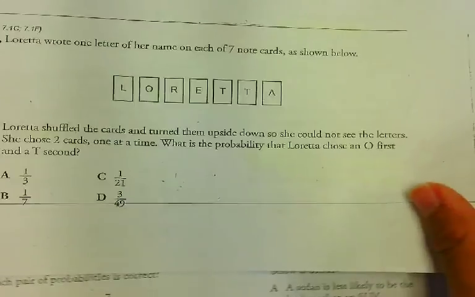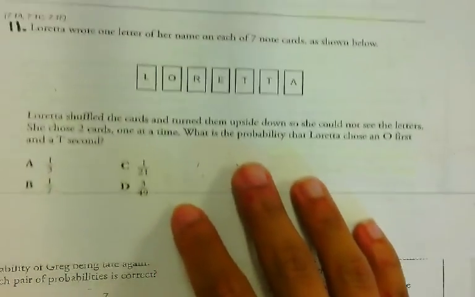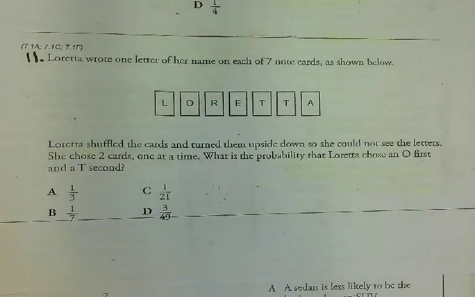Alright, 11. So, you can do 10. Let's do 11. 11 says Loretta wrote the letters of her name. And so she shuffled them, turned the cards upside down, and she chose 2 cards one at a time. What is the probability that she chooses an O and then a T?